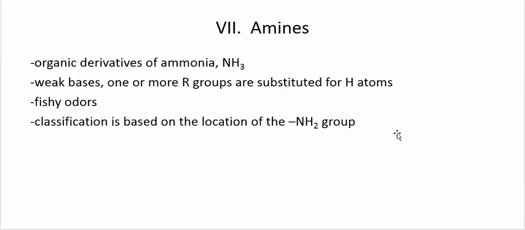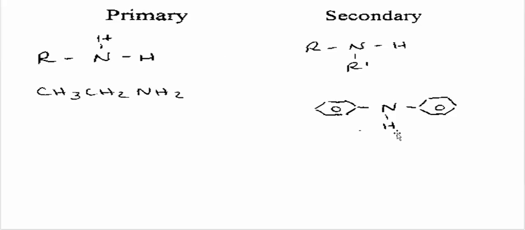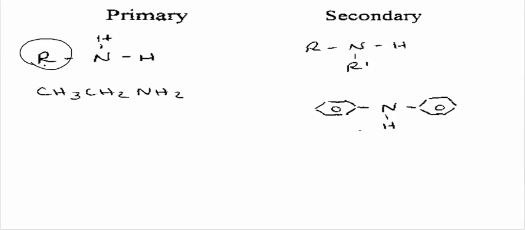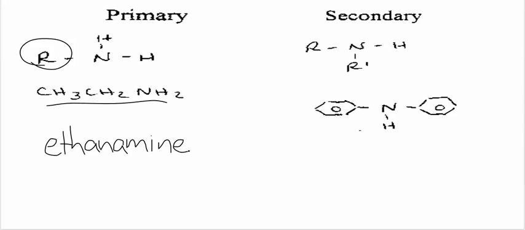Amines are organic derivatives of ammonia, where one or more R groups are substituted for the H atoms. Just like we had with alcohols, there are primary, secondary, and tertiary amines. Primary amines have one R group bonded to the nitrogen. For example, this is a primary amine. This would be called ethanamine because it's a 2-carbon chain.